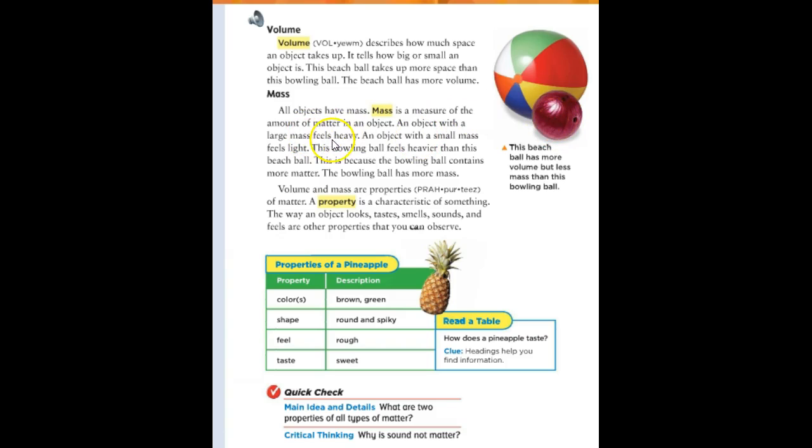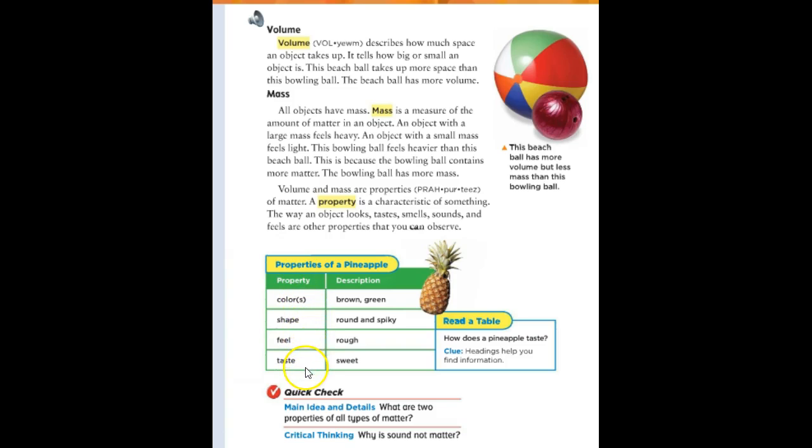An object with a large mass feels heavy. An object with a small mass feels light. This bowling ball feels heavier than this beach ball. This is because the bowling ball contains more matter. The bowling ball has more mass. Volume and mass are properties of matter. A property is a characteristic of something. The way an object looks, tastes, sounds, and feels are other properties that you can observe.